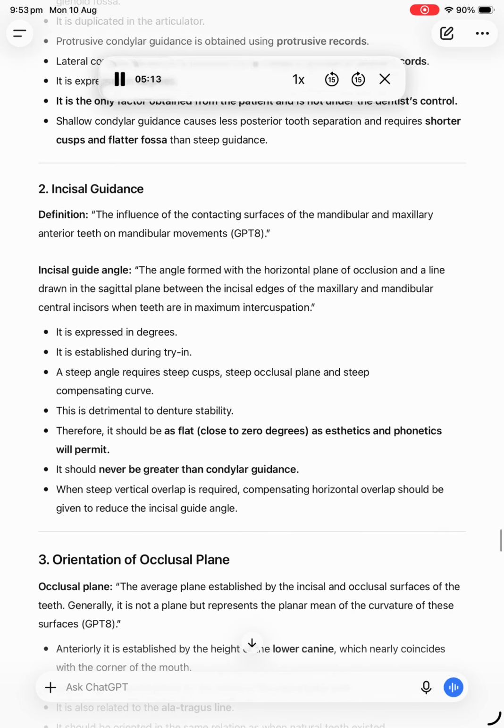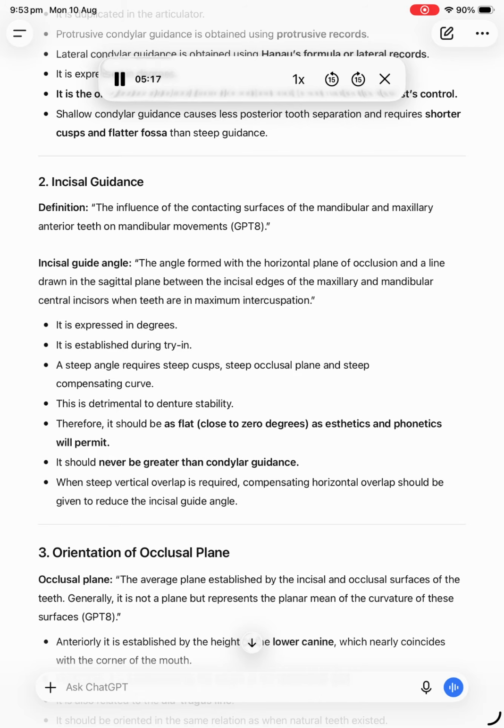A steep angle requires steep cusps, steep occlusal plane, and steep compensating curve. This is detrimental to denture stability. Therefore, it should be as flat, close to 0 degrees.